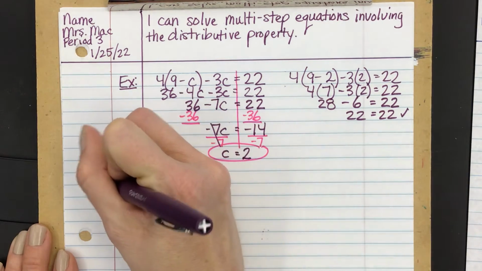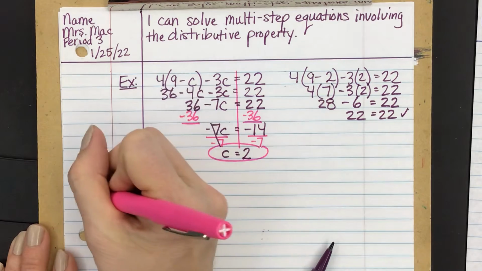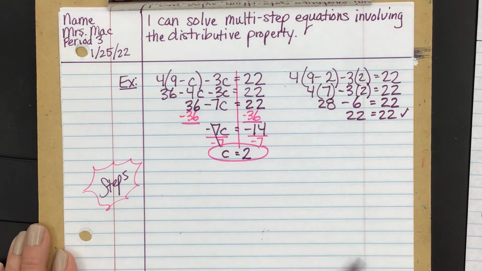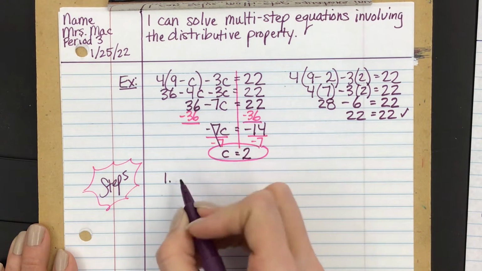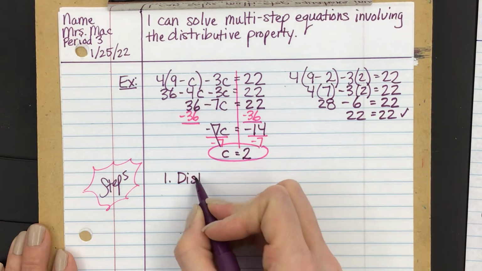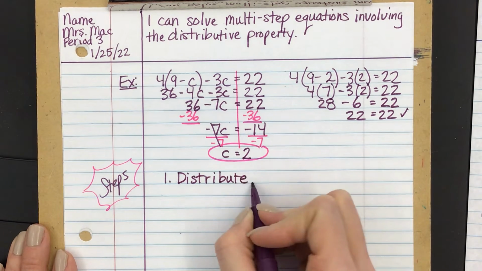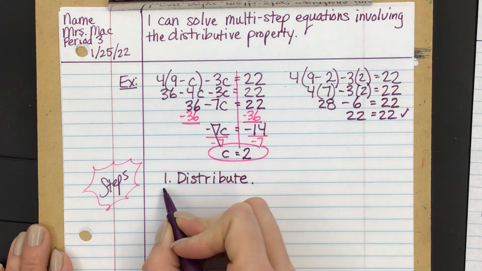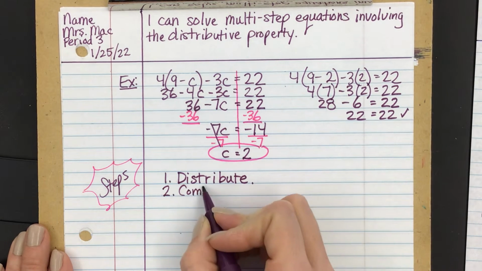So let's go ahead and talk about the steps for solving. We're adding a new step each day, pretty much. Okay. So our first step that we did is we distribute first. That has to be the first step. You cannot try to combine like terms before you've distributed. It's going to mess you up. Our second step will be to combine our like terms.